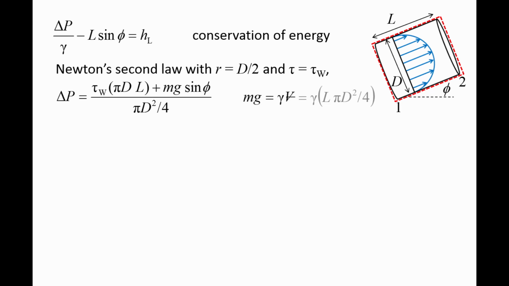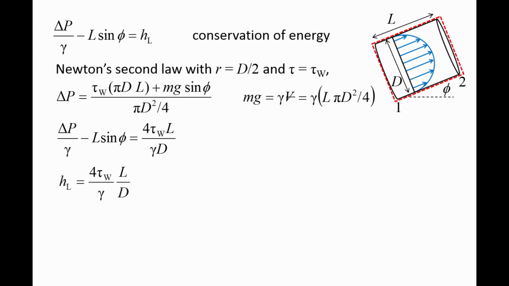The volume of the pipe is L times the area, pi d squared over 4. Plugging in the expression for mg and rearranging the equation, we obtain delta P over gamma minus L sine phi equals 4 tau w L over gamma d. Comparing the conservation of energy equation with Newton's second law, we now have an expression for the head loss. HL equals 4 tau w over gamma times L over d.